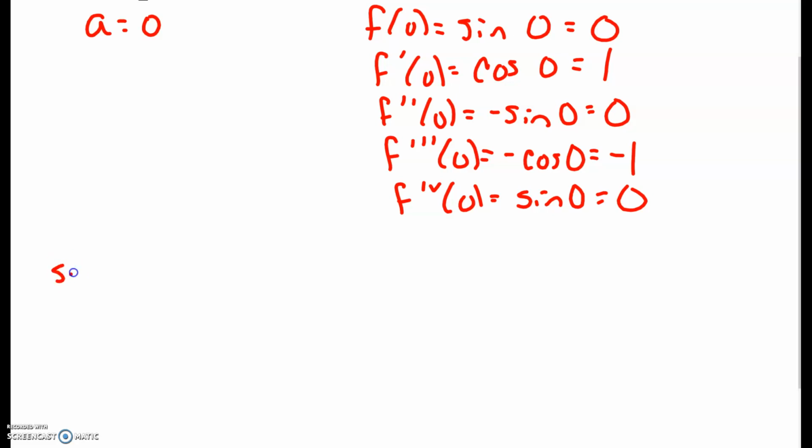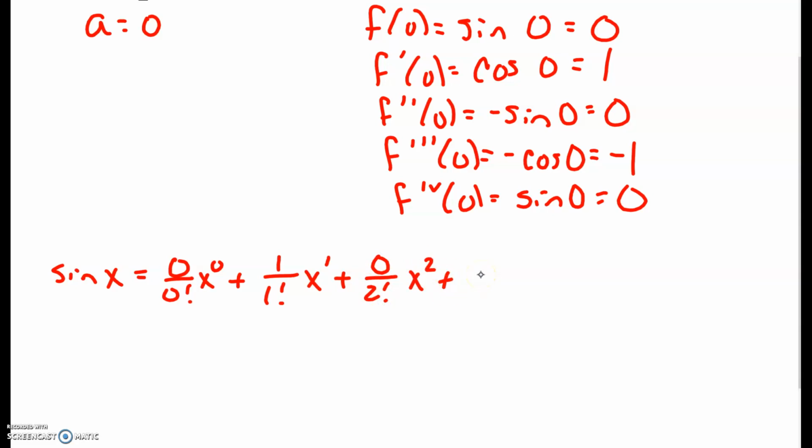So sine of x would have its first term 0 over 0 factorial x to the 0 plus 1 over 1 factorial x to the first plus 0 over 2 factorial x to the second minus 1 over 3 factorial x to the third plus 0 over 4 factorial x to the fourth plus 1 over 5 factorial x to the fifth, and so on.